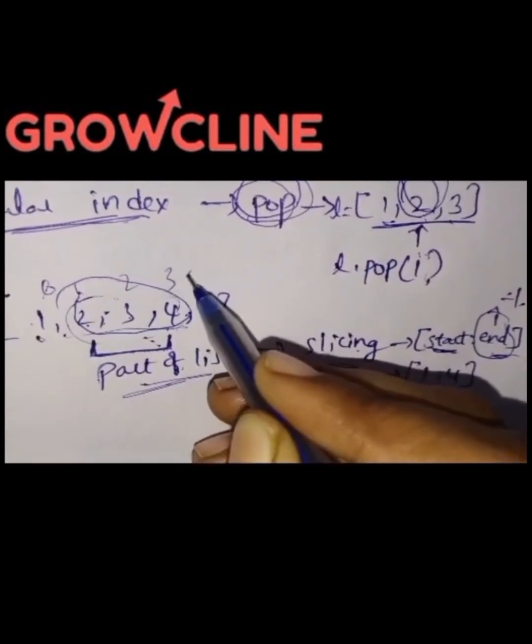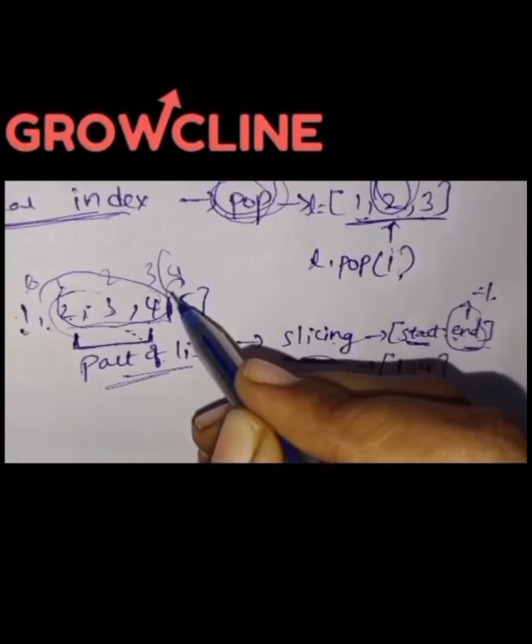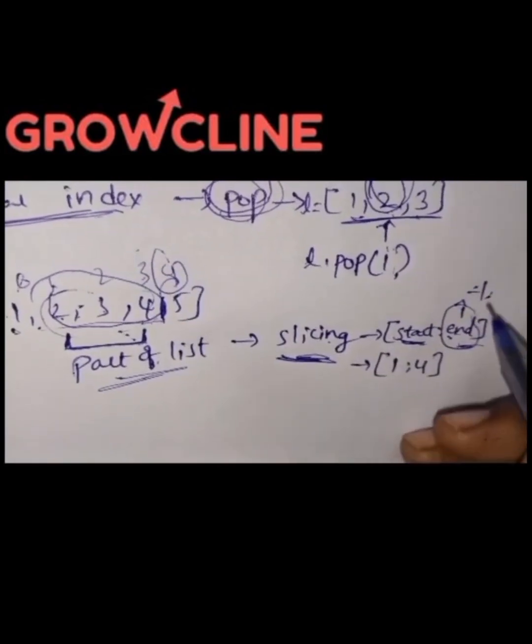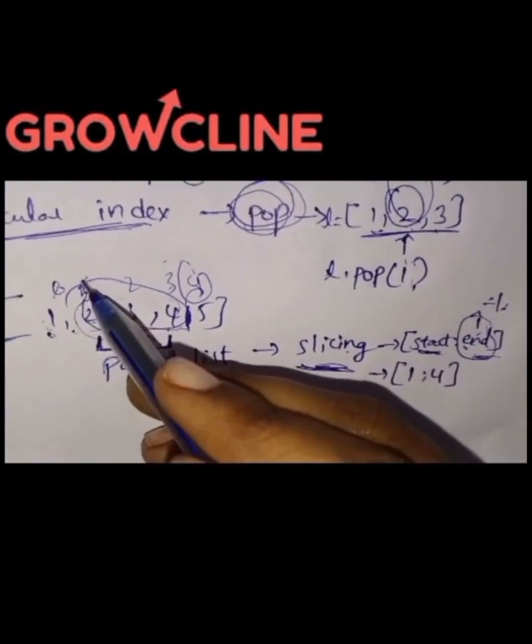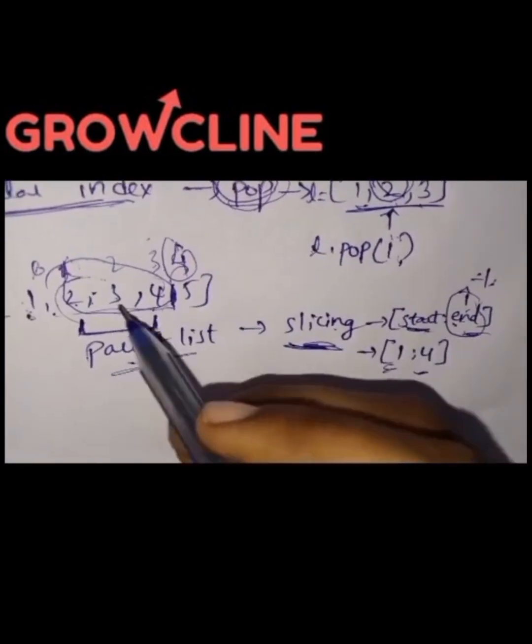Suppose I have taken here 0, 1, 2, 3, 4 as my indexes. If I want to print until 3, then I have to give 4 as my ending value. So the starting index will be 1 and the ending index will be 4, which will print until the third index.